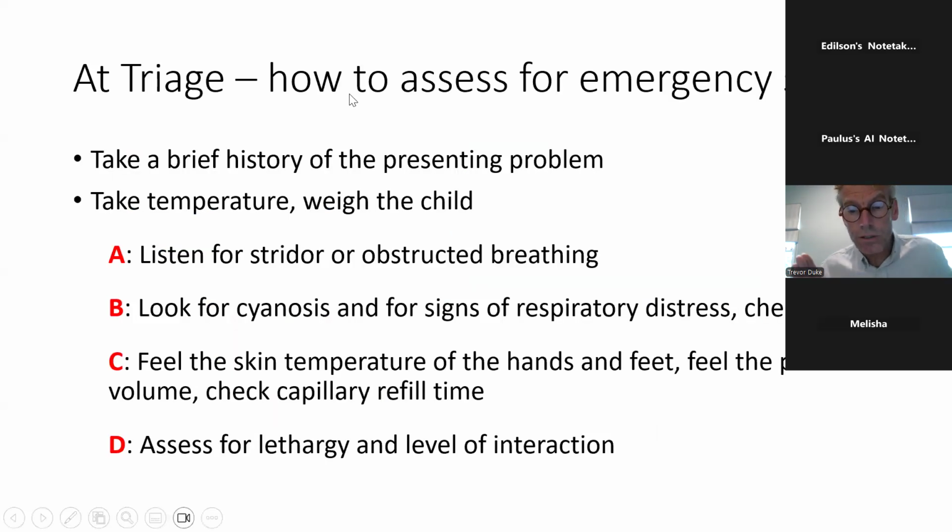So at triage, this is how you assess for those emergency signs. You take a brief history of the presenting problem, you take the child's temperature, and you weigh the child so you can calculate drug doses and see whether the child has a very high fever. In terms of the airway, you listen for stridor or obstructed breathing. In terms of breathing, you look for cyanosis and signs of respiratory distress. Check the oxygen saturations if you can. Feel the skin temperature of the hands and feet, feel the pulse and its volume, and check the capillary refill time.